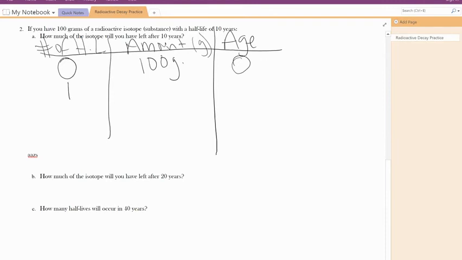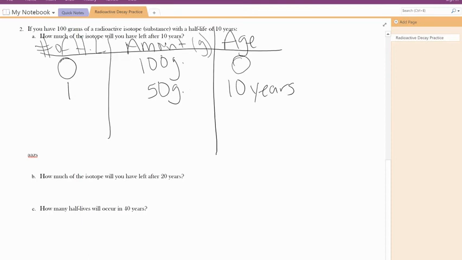After 1 half-life, we would get 50% of that original amount. So half of 100 grams would be 50 grams. And you would have undergone the amount of time to do a half-life, which in this case is going to be 10 years. We want to continue. So at this point, it says, how much of the isotope will you have left after 10 years? Well, we would have 50 grams left after 10 years. So that's the answer for part A.